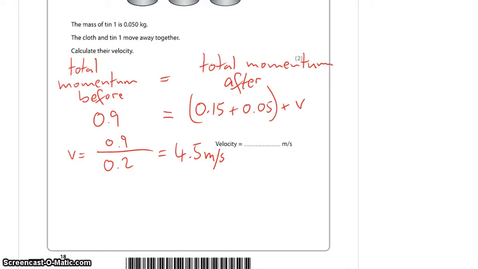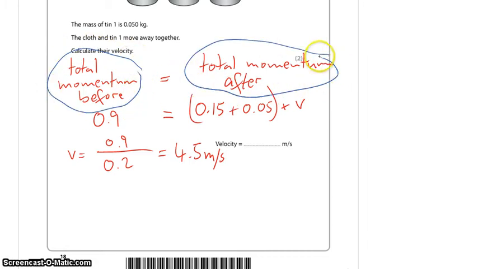Okay, this question is about conservation of momentum. So any time you're trying to solve one of these problems, where there's some collision involved, the total momentum before the collision equals the total momentum after the collision. Now before the collision we've worked out the momentum of the cloth, which is 0.9. And that equals the momentum of the cloth and tin combined afterwards.